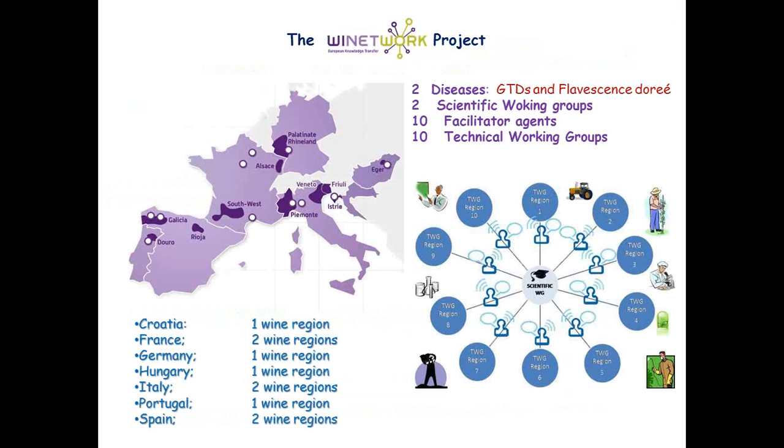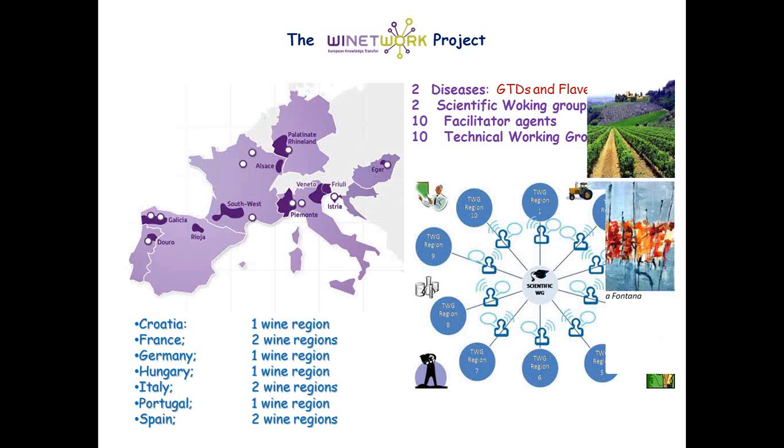Just to give you some idea, the project involves the study of two grapevine diseases, flavescence dorée and grapevine trunk diseases, and this study will be carried out in 10 viticulture areas of 7 European countries. The key figure of this project will be the facilitator agent, who has the duty to connect the technical world with the scientific world.